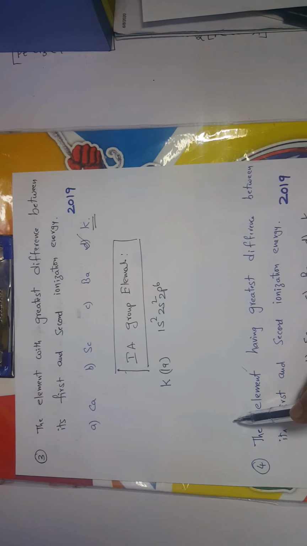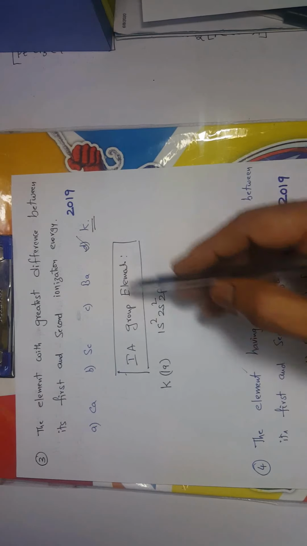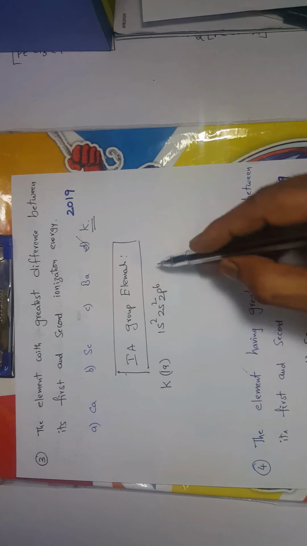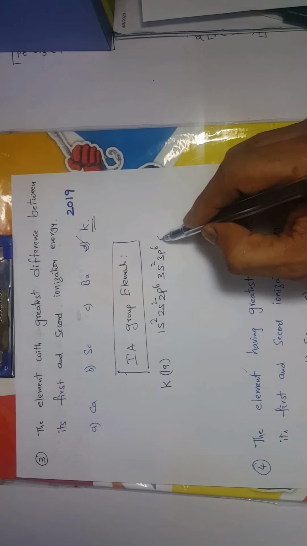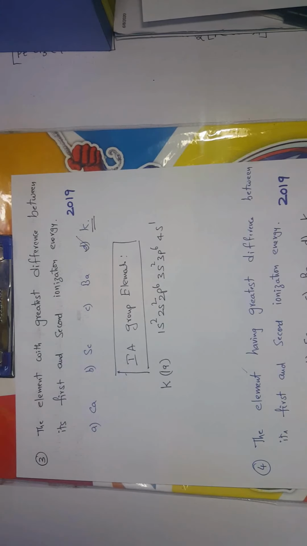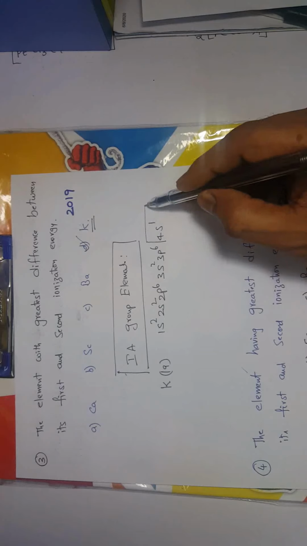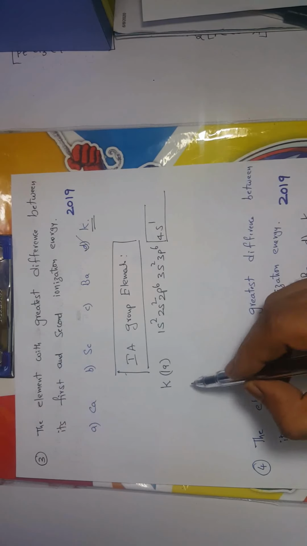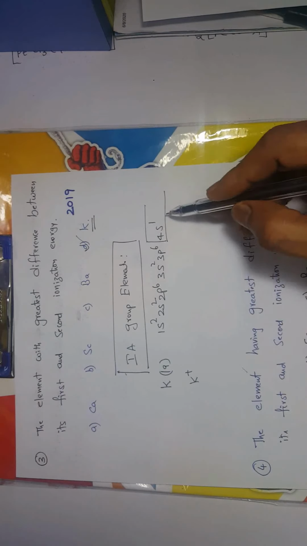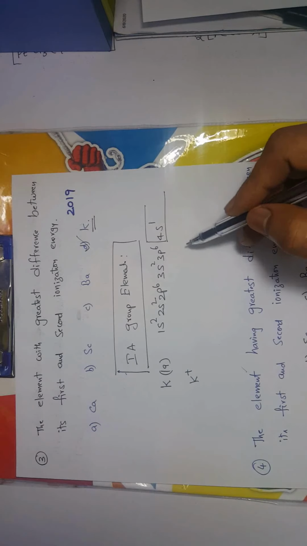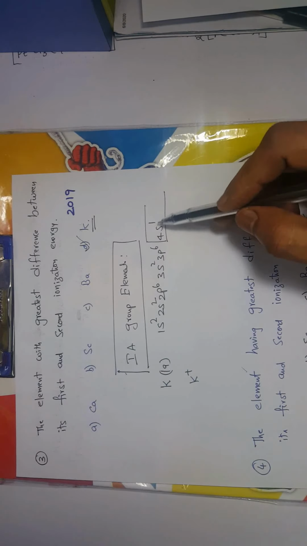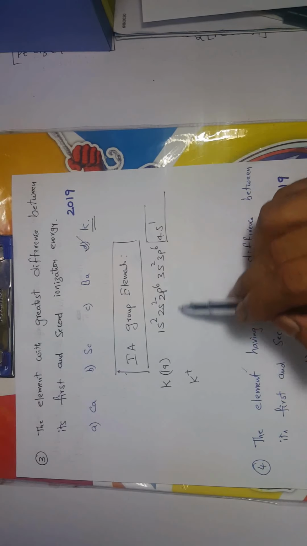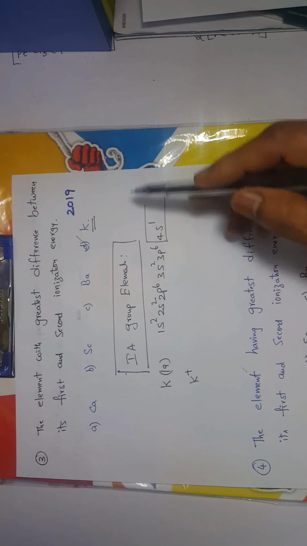Why do group 1A elements have the greatest difference? See, for example, potassium, 19. Its configuration is 3s2, 3p6 and 4s1. First ionization energy means removal of this electron, and then it becomes K+. It is very easy. The reason is that if it loses one electron, it gets the octet or noble gas configuration. That's why it is ready to lose the electron.